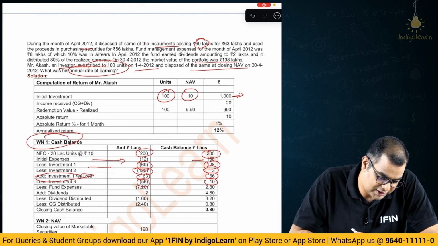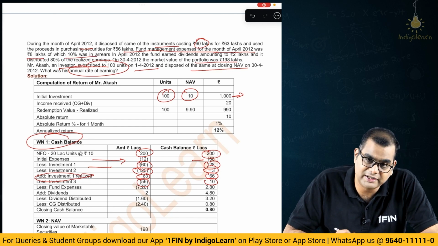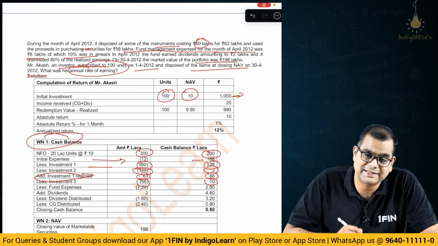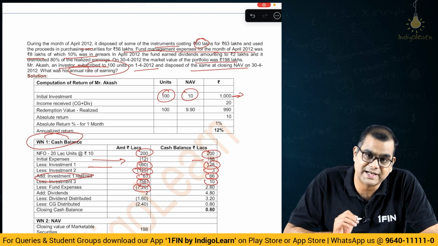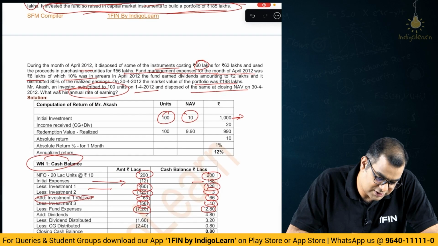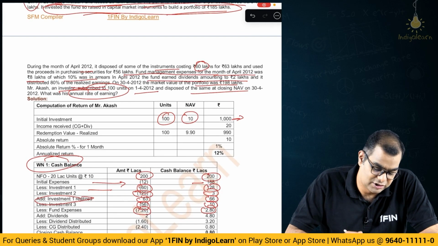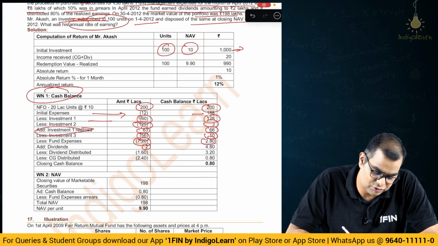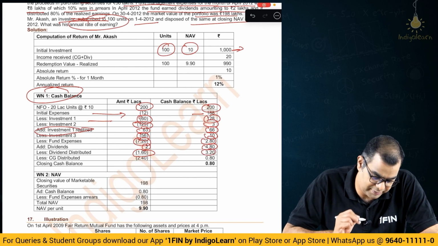Then, you have fund expenses. What are the fund expenses? This 56 is over. Fund management expenses for the month of April was 8 lakhs, of which 10% was in arrears. So, you did not incur the entire 8 lakhs. 8 lakhs is the amount accrued, but the actual cash outflow is only 7.2, which is 90% of that 8 lakhs. So, the cash balance is 2.8. Then, what else was the other information? The fund earned dividends amounting to 2 lakhs and it distributed 80% of the earnings. So, this 2 lakhs is what is earned. So, the cash balance is 4.8, and it distributed 80% of 2, which is 1.6. So, the cash balance comes down to 3.2.